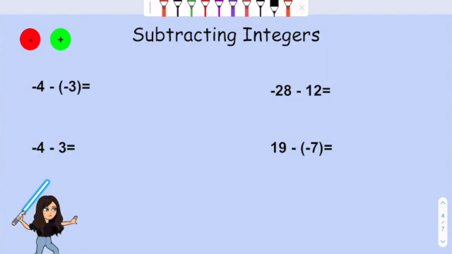Today we're going to be focusing on subtracting integers. We also have other videos for any other integer operations that you might need help with, such as adding, multiplying, or dividing. But today's video is focused on subtracting integers. Just a reminder that integers are any positive or negative whole number.